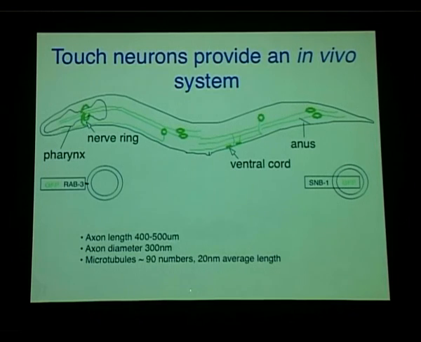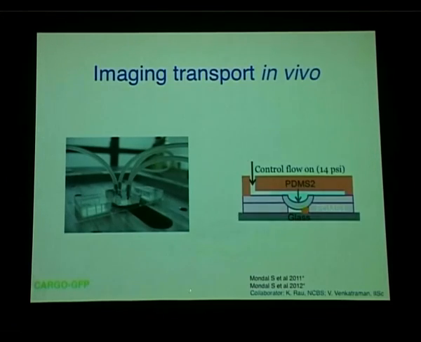So when I chose worms as a model system to start studying this problem, one of the things which attracted me was actually the touch neurons, which is very, very well characterized from its ultrastructural level. So you know the number of microtubules, you know the length of microtubules, and this is all very important, although I'm not going to show you in what ways it was important for our study.